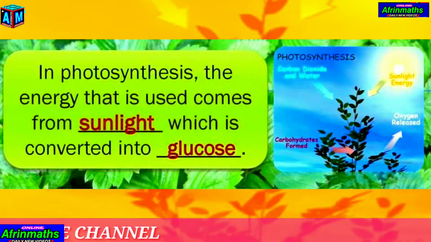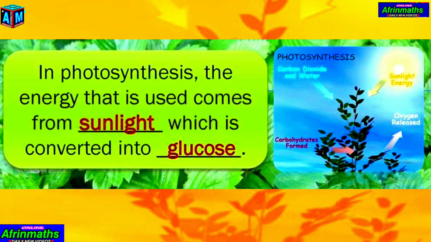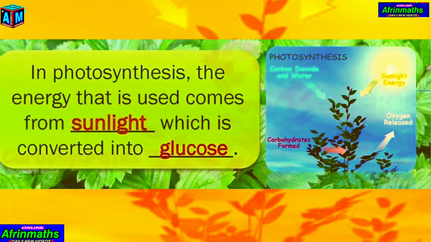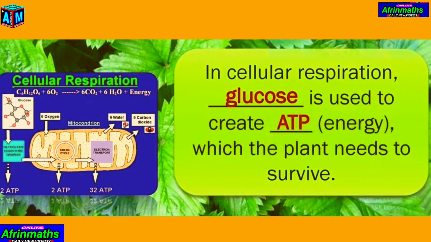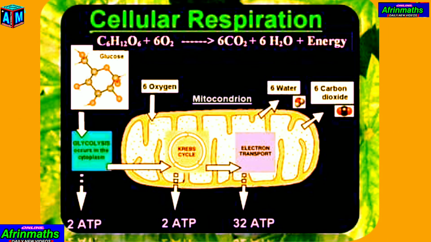In photosynthesis, the energy that is used comes from the sunlight, which is converted into glucose. That can be seen from the diagram given here. Whereas in cellular respiration, glucose is used to create ATP, which is energy which the plant needs to survive. Glucose, in presence of oxygen, is converted to carbon dioxide and water along with some energy.